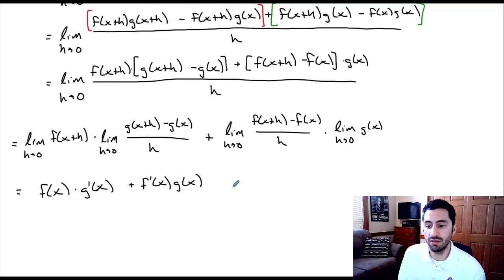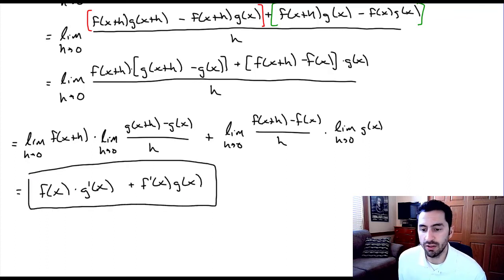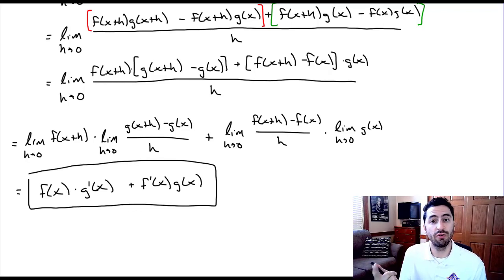And now this is our product rule for derivatives. What we end up with here is our first function times the derivative of the second plus the derivative of the first times the second function. So it's a nice, quick little formula that allows us to find the derivative when we're dealing with products of functions.